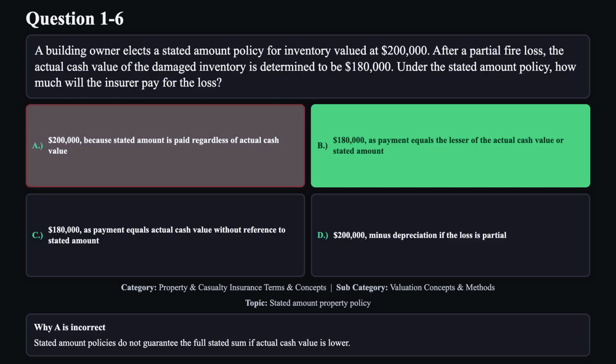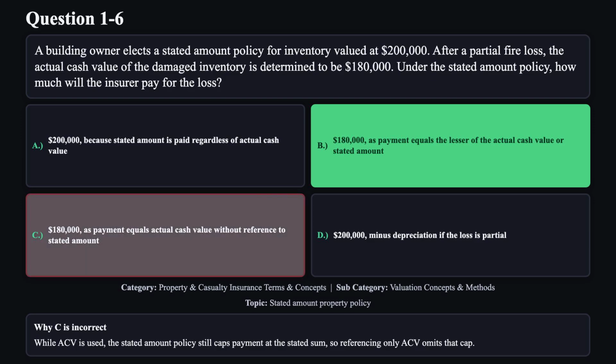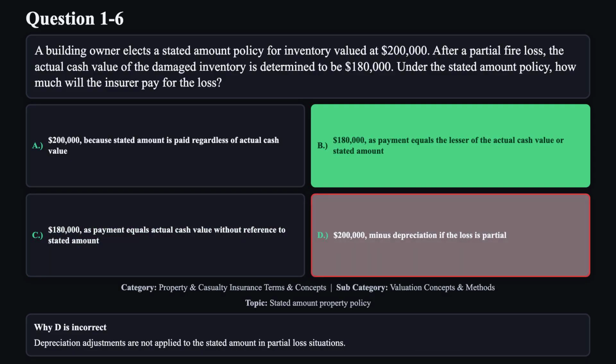Stated amount policies do not guarantee the full stated sum if actual cash value is lower. Reason C is not correct. While ACV is used, the stated amount policy still caps payment at the stated sum, so referencing only ACV omits that cap. Reason D is not correct. Depreciation adjustments are not applied to the stated amount in partial loss situations.